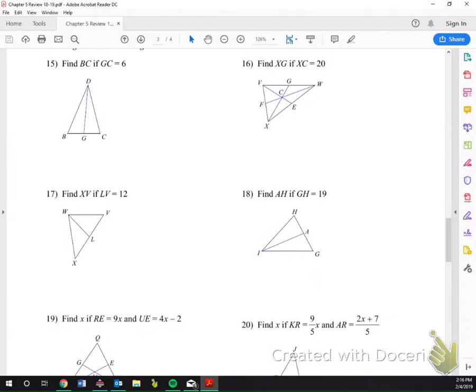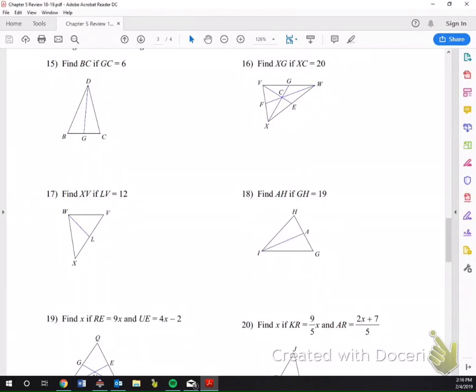Now a median connects the vertex to the midpoint on the opposite side. If you look at your chart, you'll see that it says there are two special things about the median, or where the medians meet. It's called the centroid.